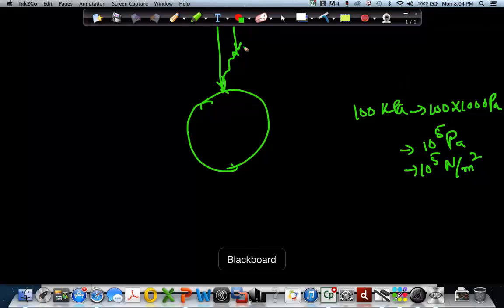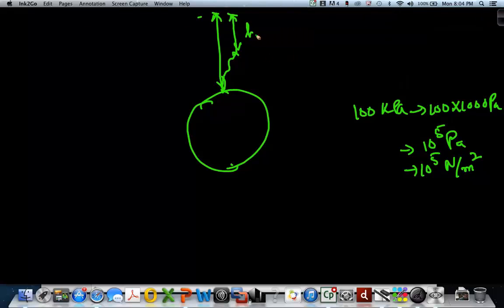Oops, sorry. So here it is h1 and here it is h2, and h2 is greater than h1. And so h2 rho g is greater than h1 rho g. So the pressure here will be lesser than here. So it is the same concept of the vertical height of a liquid.